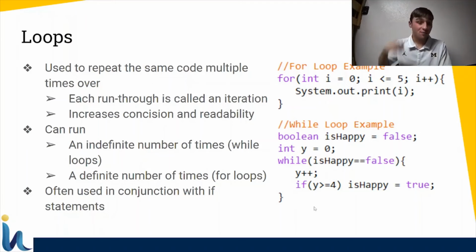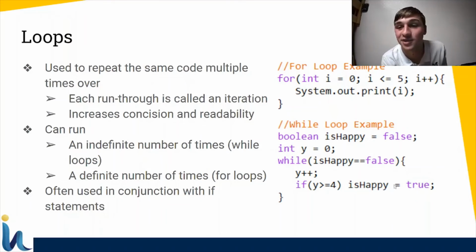And one common error you can get in coding is when you have an infinite loop, and this often occurs when you have a while loop. If there's no way for isHappy to become false or to become true in this block of code, then this loop is going to go on forever, and you're going to get an error.